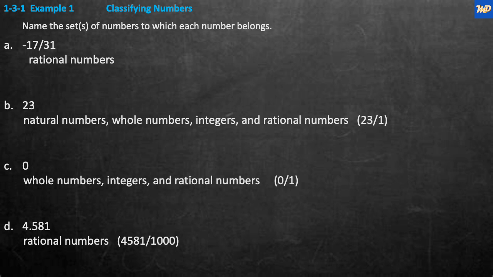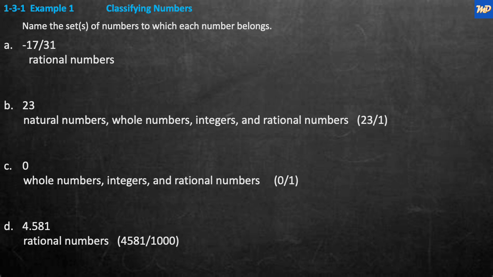0, whole numbers, integers, rational numbers. 0 can be written as 0 divided by 1. It's a whole number. It's not a natural number because natural numbers didn't include 0. But whole numbers and natural numbers are exactly the same except for the inclusion of 0 in the whole numbers. That's why this is a whole number.